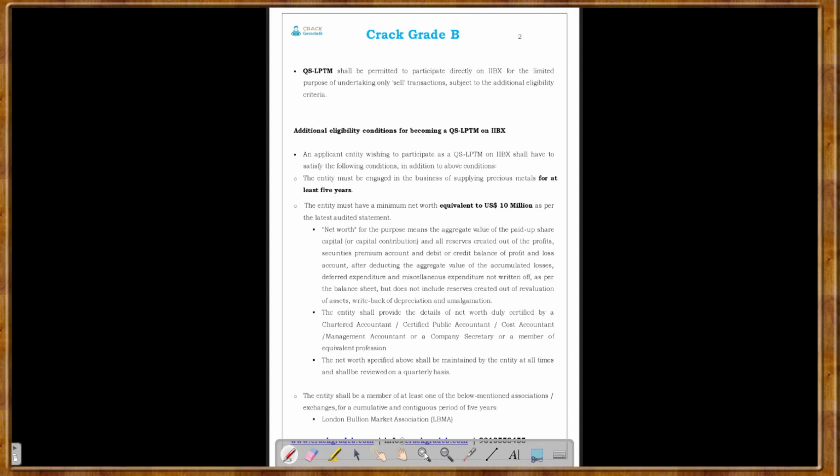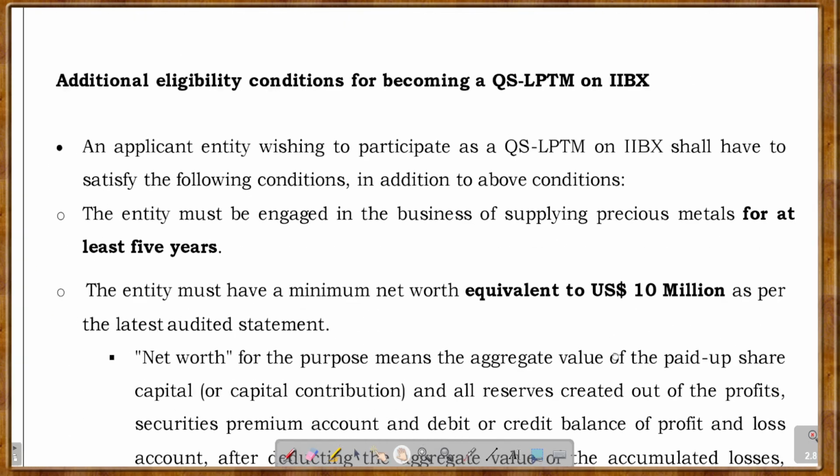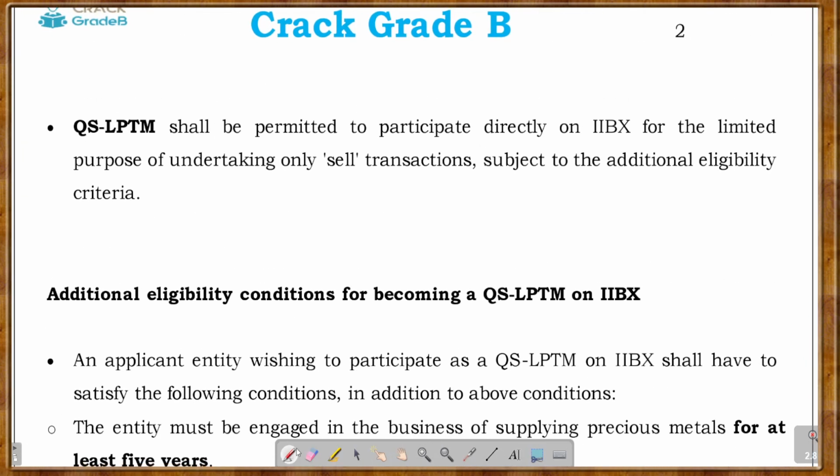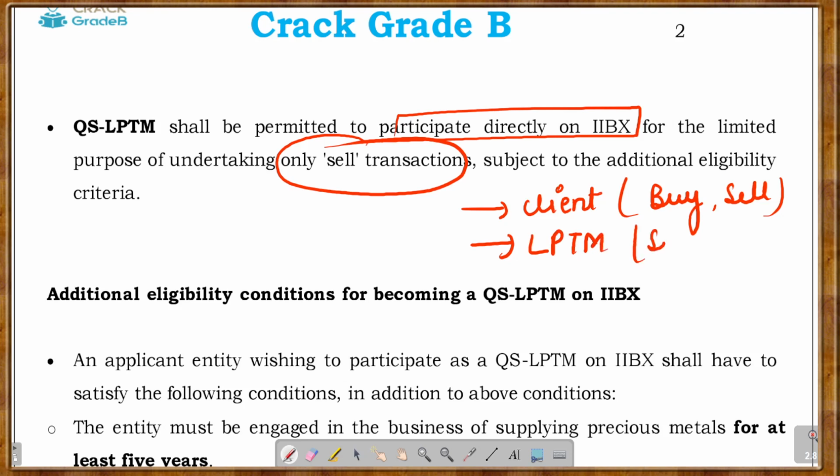Now let's see, if they are seeking registration as a limited purpose trading member, then they shall be permitted to participate directly on IIBX for the limited purpose of only sell transactions. So now you have got the difference. When you are taking the registration as a client, you can do buy also, you can do sell also, fine. But when you are taking it as a limited purpose trading member, then you can only do sell.